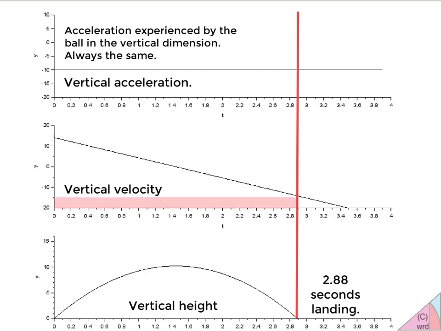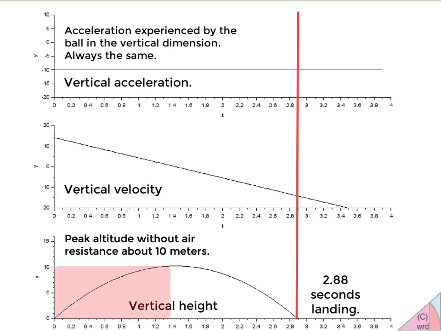Looking at graph 2 with the line, we see that we end the model with exactly the same vertical velocity as we started, but with the opposite sign. No energy left the vertical part of the model. The bottom graph, vertical height as a function of time, shows that our ball reached around 10 meters high.